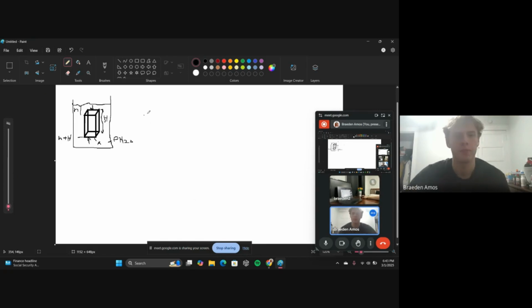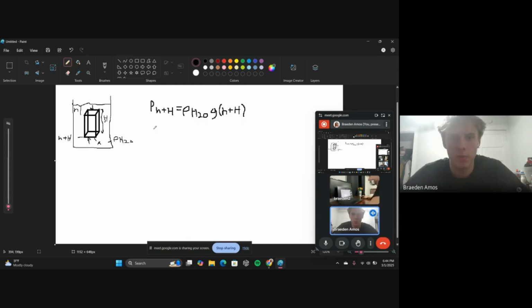Okay, so we know that the pressure at the bottom is equal to the density of the water times the gravitational acceleration times little h plus big H. So that's the pressure at the bottom.